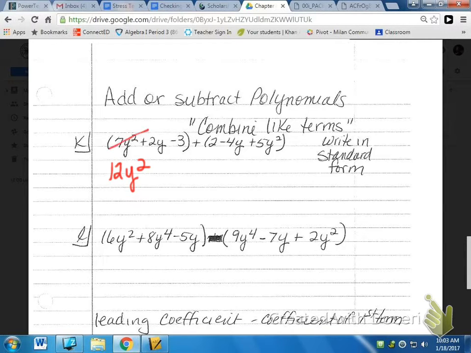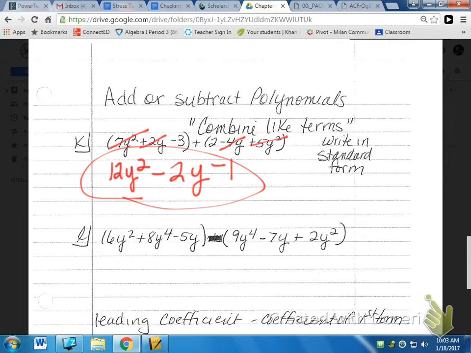Okay, so I'm done with the y squareds. Now I'm going to go to the y term. Positive 2y and negative 4y. So when I combine those together, what would I get? Negative 2y. So I'm done with that term. And then finally my constant term, negative 3 and positive 2, negative 1. And I am done.